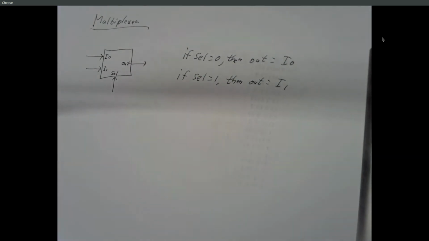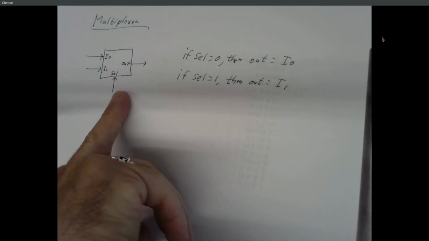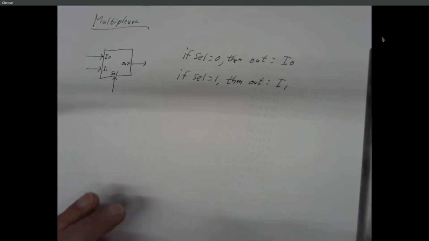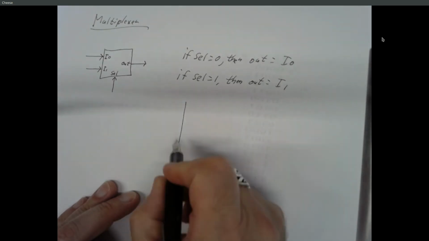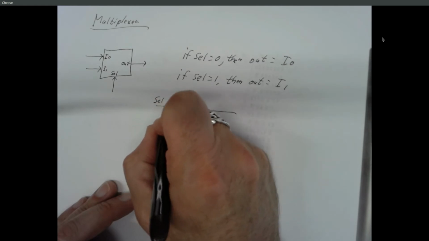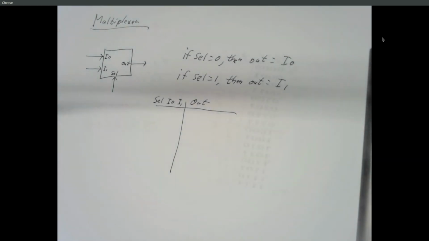Yeah? Is it similar to a switch? It's exactly like a switch. It's an electrically controlled switch, basically, where we can either take that input or that input to there. But we get to move that connection by just changing the logic level on the select. So if we made a truth table for this, it might look something like this.